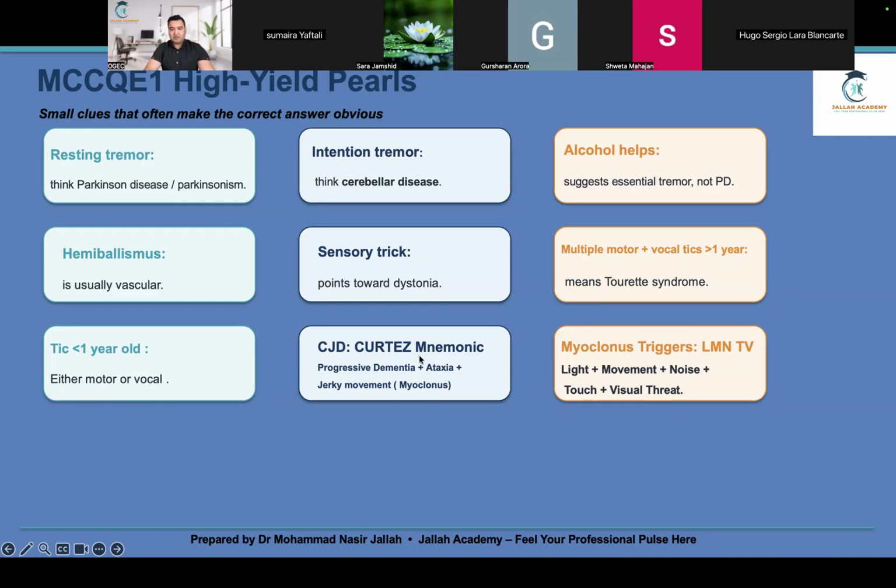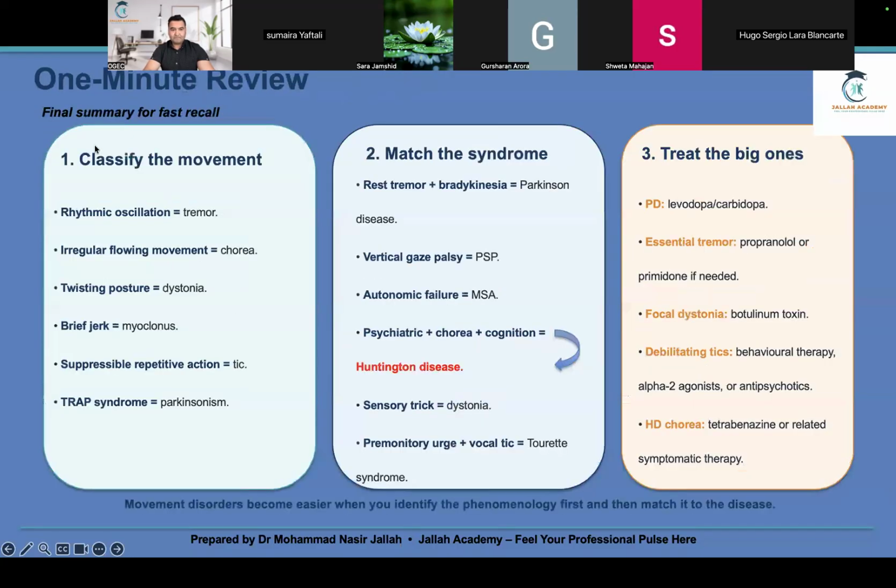Creutzfeldt-Jakob: progressive dementia, very rapid and progressive within weeks to months, ataxia and myoclonus. Myoclonus triggers are LMNTV: light, movement, noise, touch, visual threat. One minute review of everything. Classify, match the syndrome, treat the big ones.